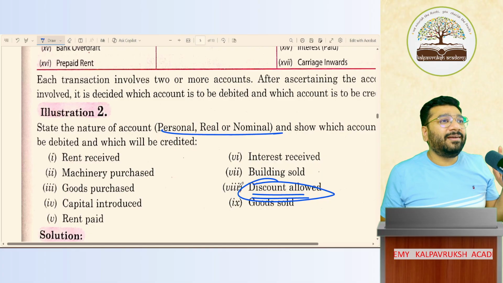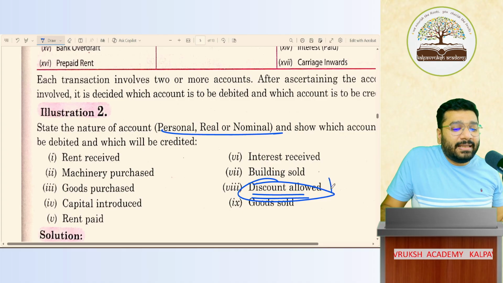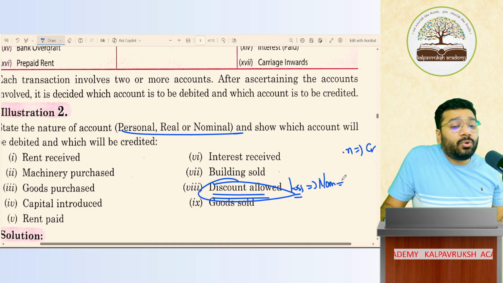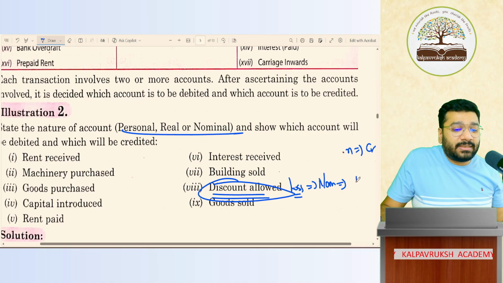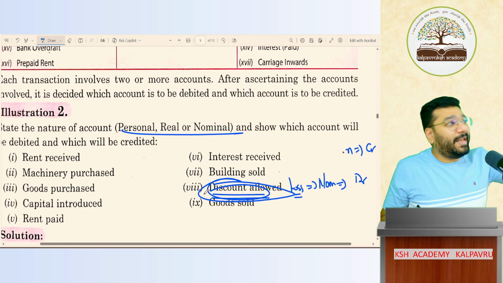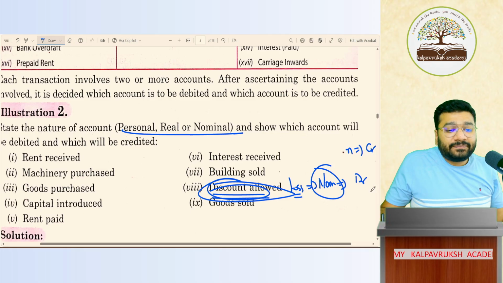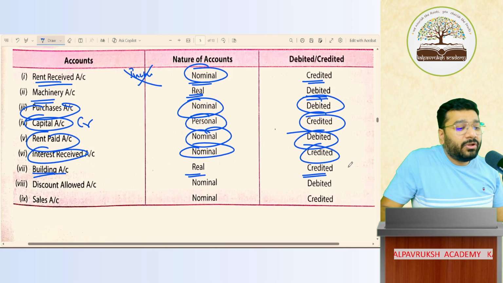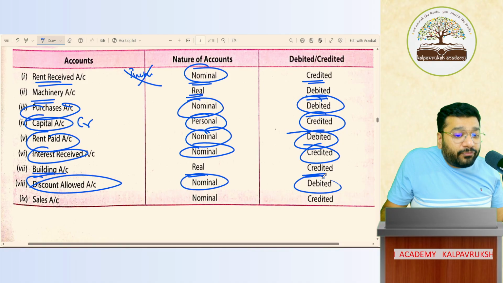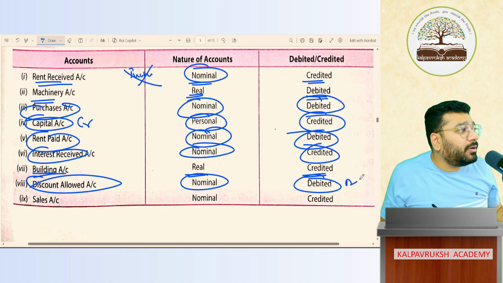Don't get so emotional. Discount allowed is a pure loss. If I'm giving a discount, it's a loss for me. So it is a loss item. All the loss items will go where? To the nominal account. What is the rule of nominal account? Debit all expenses and losses. The account name is Discount allowed, classification is nominal. Will you debit or credit it? You will debit it. As per golden rule, nominal account, and you have to debit it. In the journal entry next week, you have to debit this account. Got it, not got it?